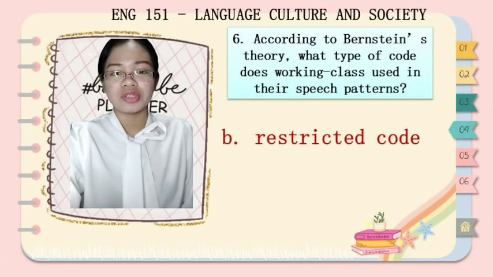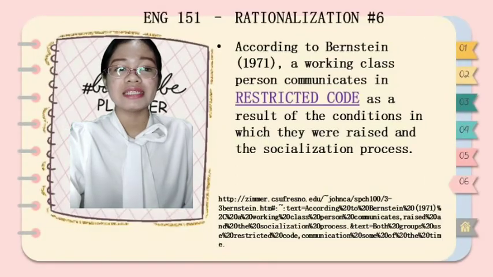So for our rationalization, in the year 1971, according to Bernstein, a working class person communicates in restricted code as a result of the conditions in which they were raised and the socialization process. So that's why the correct answer is restricted code.